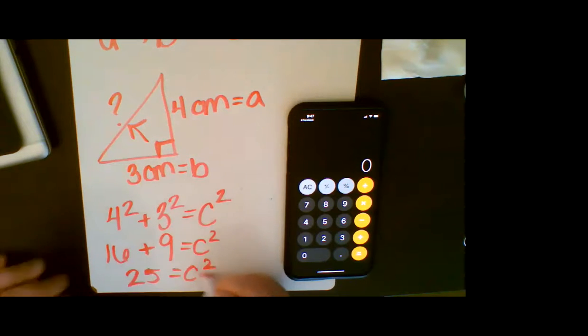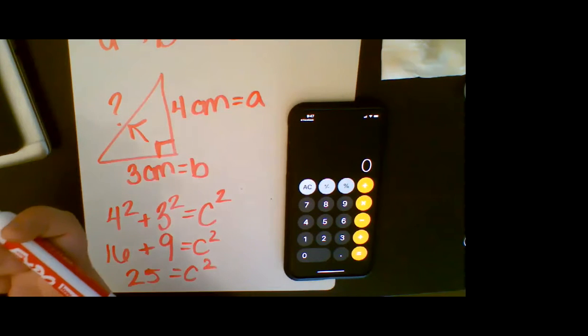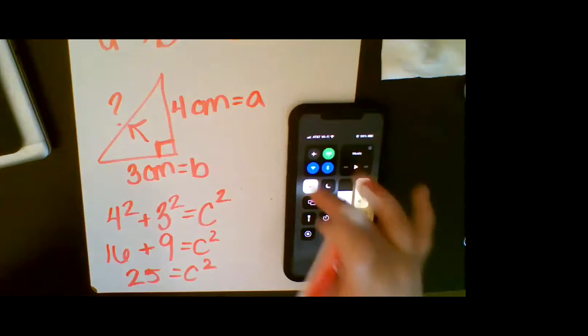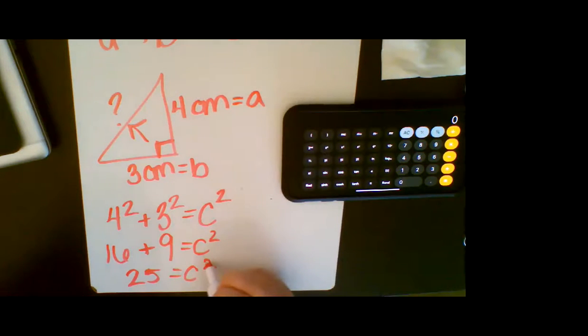So we have to undo squaring C. Now, the opposite of square, does anybody remember what it is? It's going to be square root. So in order to get rid of the square that's attached to C, we have to take the square root of 25. That way we just get C.